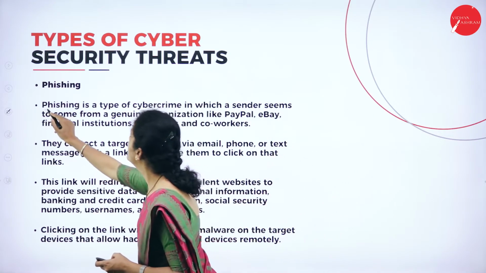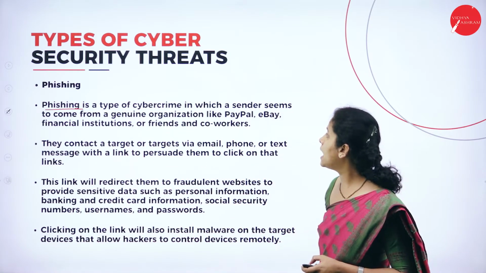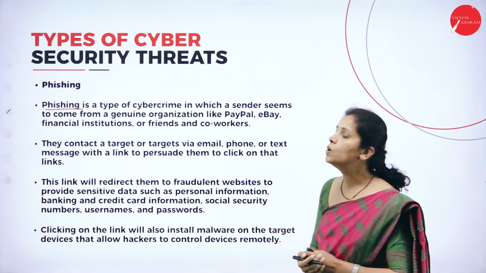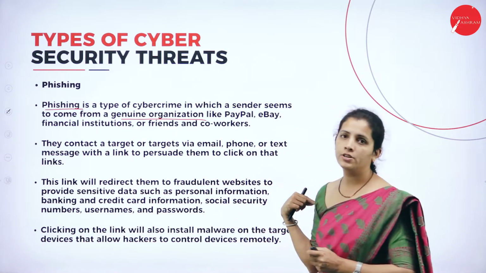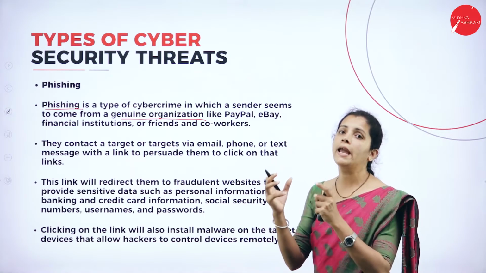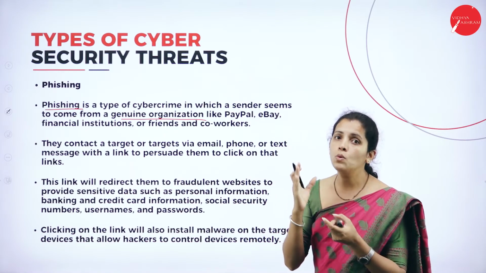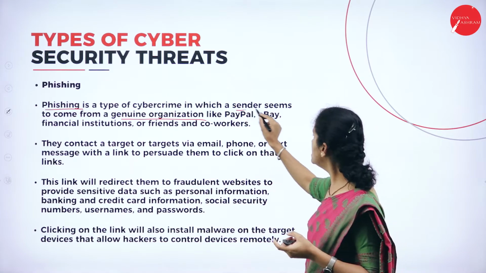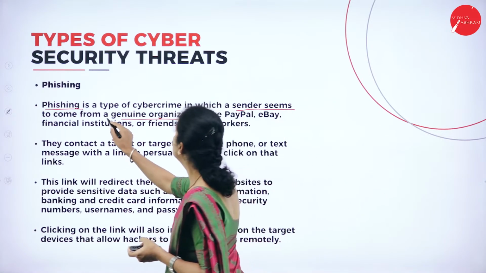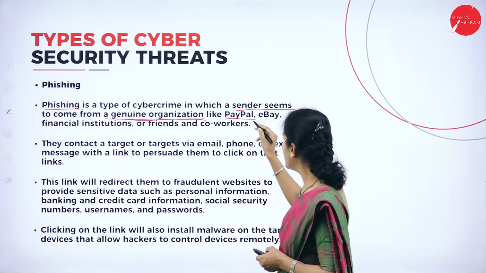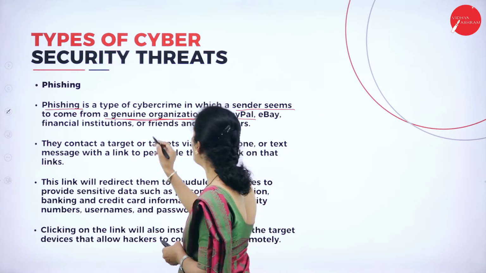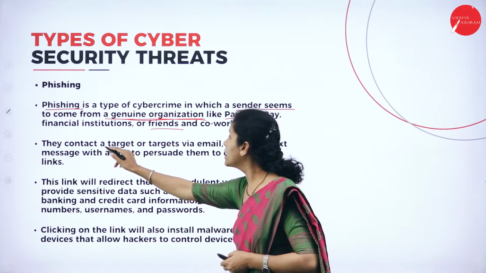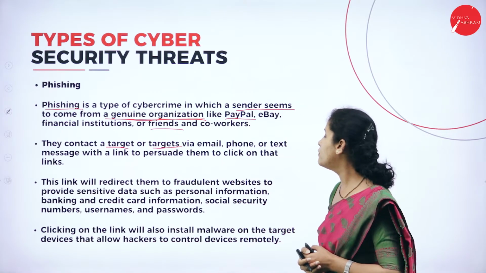So what is phishing? Phishing is a type of cyber criminal activity where senders seem to come from a genuine organization. That means when the receiver gets a mail, they think that the mail came from a genuine user. So here senders seem to come from a genuine organization like PayPal, eBay, a financial institute, or friends and co-workers. Now, they contact a target or targets via email, phone, etc.